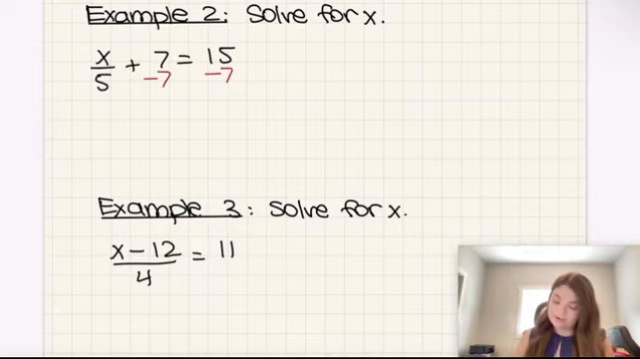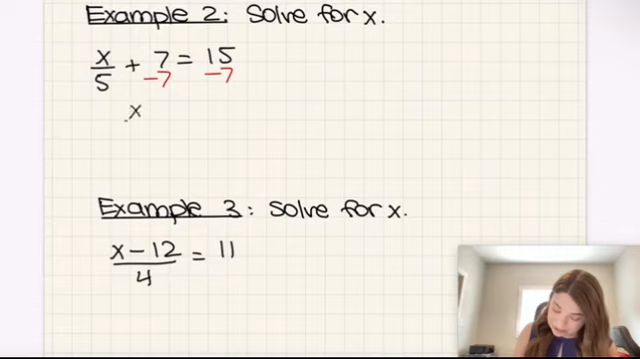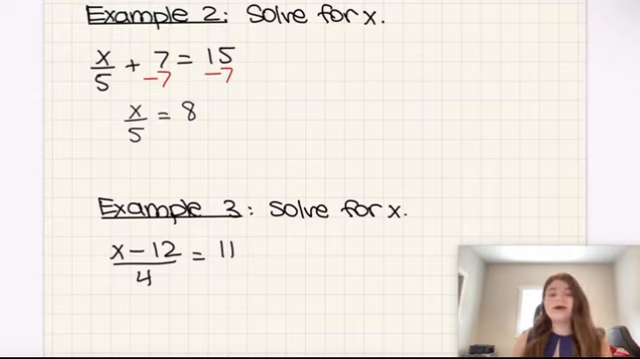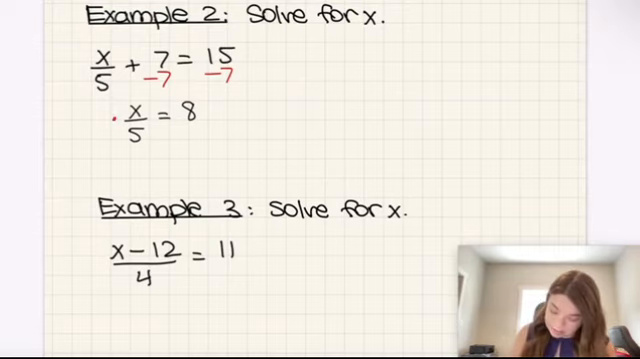If I subtract 7 from the left, it cancels out with our plus 7, which is kind of the whole point, and we're left with just x over 5. And then 15 minus 7 is equal to 8. Now we have x divided by 5 is equal to 8. So how do we get rid of a divided by 5? Well, we do the opposite action. We multiply by 5. So I'm going to multiply both sides by 5.